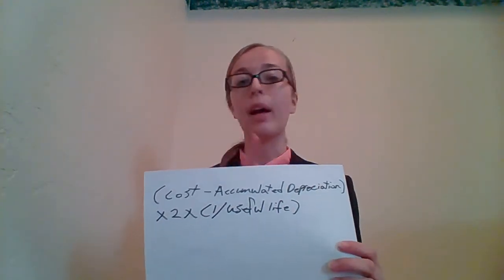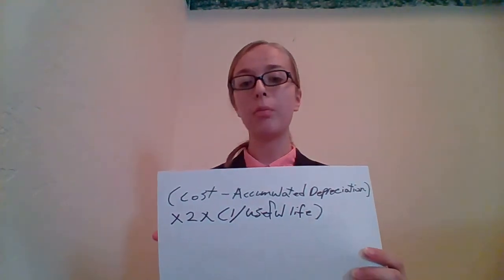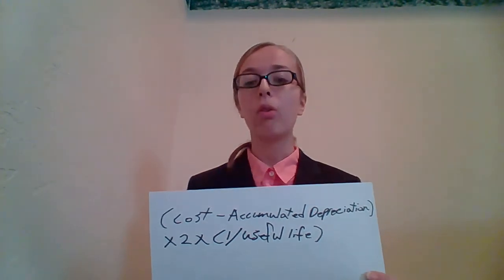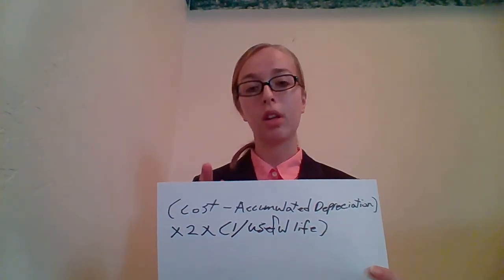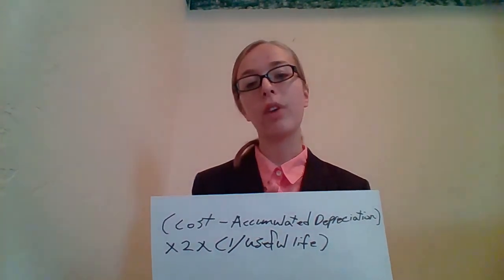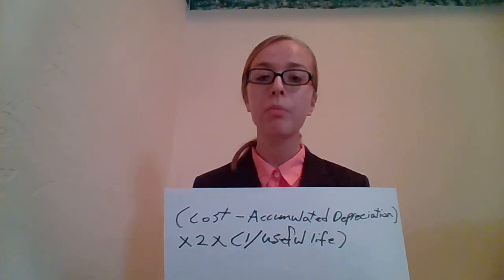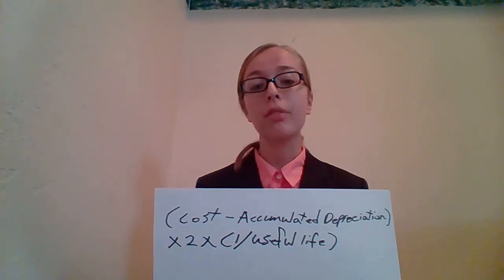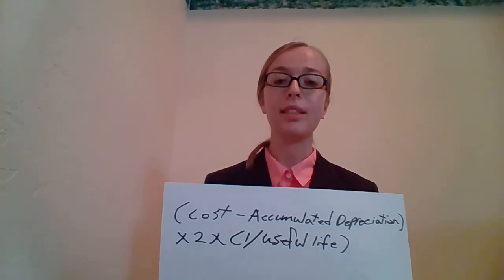This is what it should look like if you're using the double declining method. So we have our cost minus our accumulated depreciation times 2 times the useful life divided by 1. Now, before you can times the cost by 2, you need to find out what the useful life is divided by 1, because this follows the order of PEMDAS in math, which states that you have to do the equation that is in the parentheses first. There you go. Now you know how to calculate depreciation for your equipment using all three methods.